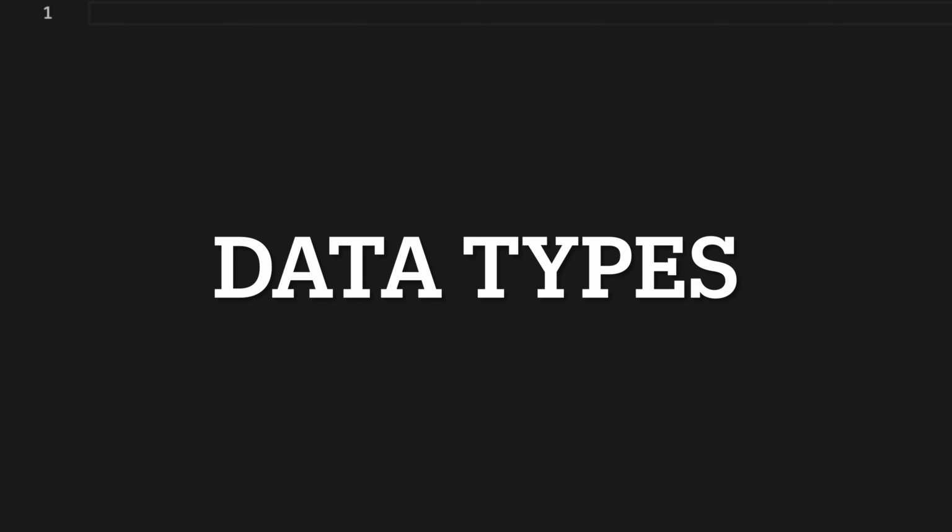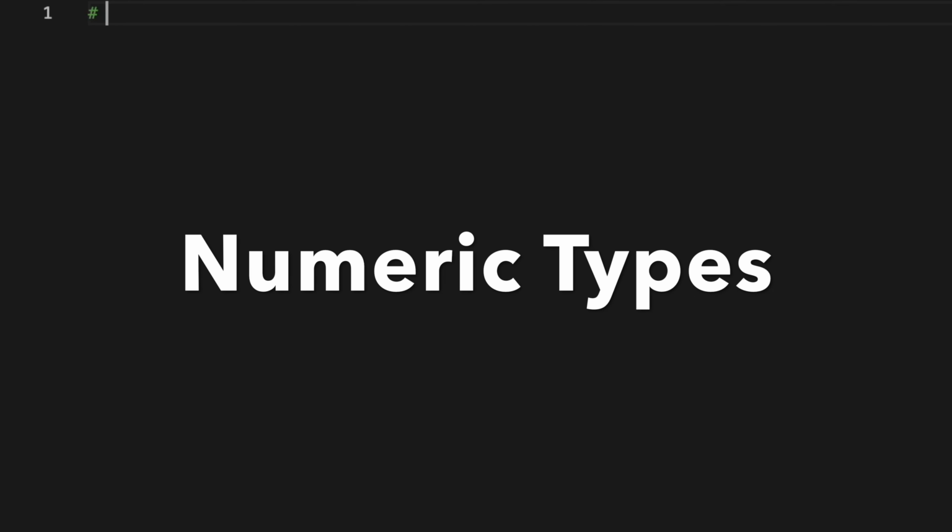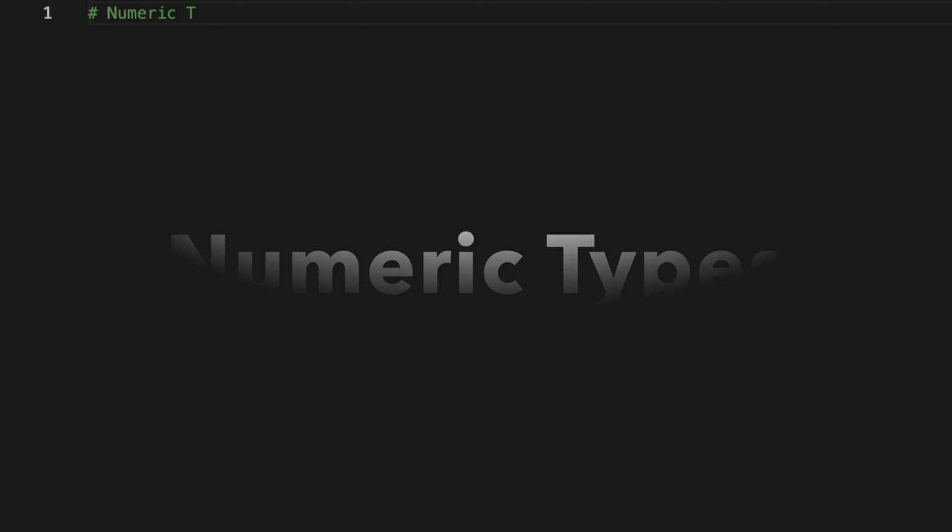Today I want to talk about data types in Python. So first, what is a data type? A data type, in short, is a particular kind of data item as defined by the values it can take. So to start off, we have numeric types.